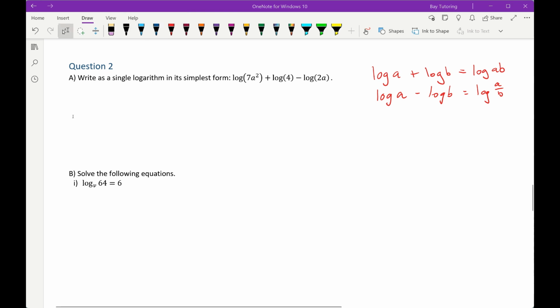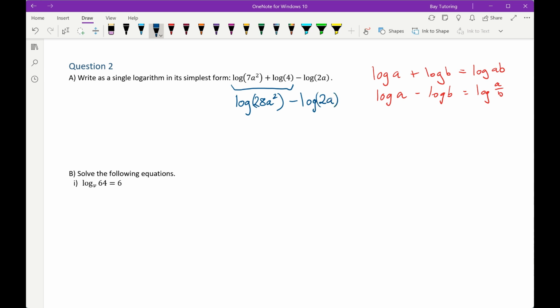The best way to deal with this is to break it up and do the addition first, then we'll do the subtraction afterwards. So we've got log 7a squared plus log 4. Using that first rule, we can write those as a single log and multiply the arguments inside them. So 7a squared times 4 would be 28a squared. And then minus log 2a.